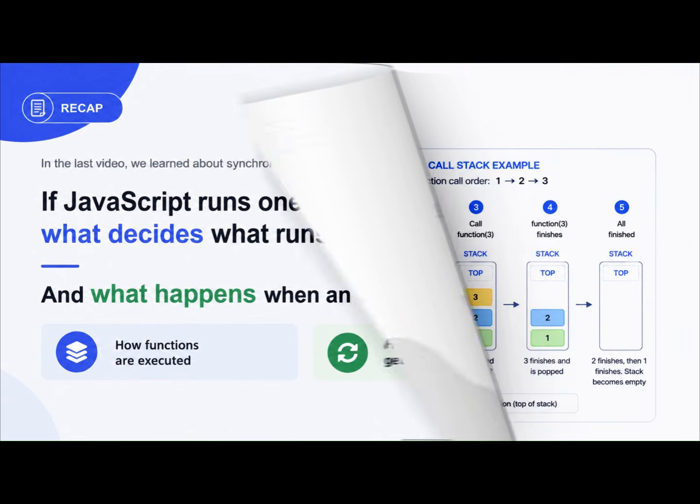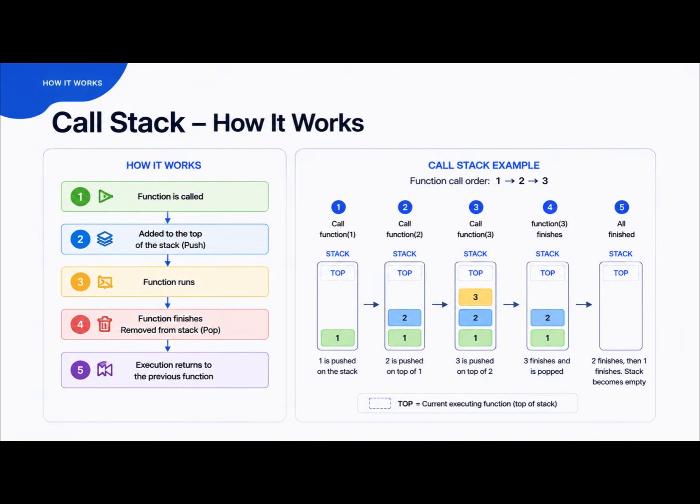Let's start with the call stack. The call stack is the mechanism JavaScript uses to keep track of the functions that are currently being executed. Whenever JavaScript starts executing a function, that function is added to the call stack, and once that function finishes execution, it is removed from the call stack. The call stack follows a simple rule called LIFO, last in, first out.